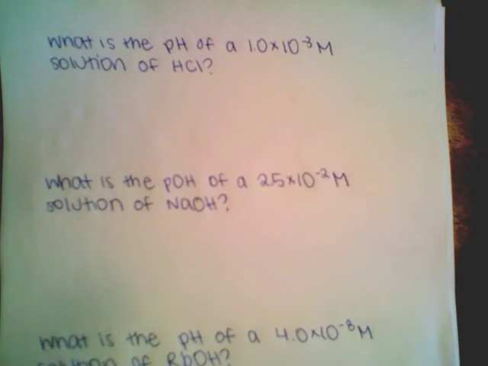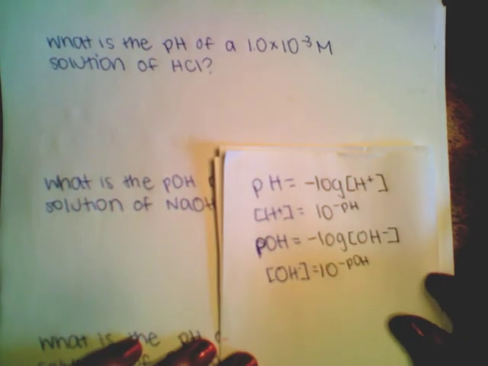The following is a tutorial on calculating pH or pOH given the concentration of an acid or a base. Okay, so the first problem reads, what is the pH of a 1.0 times 10 to the negative 3 molar solution of HCl?